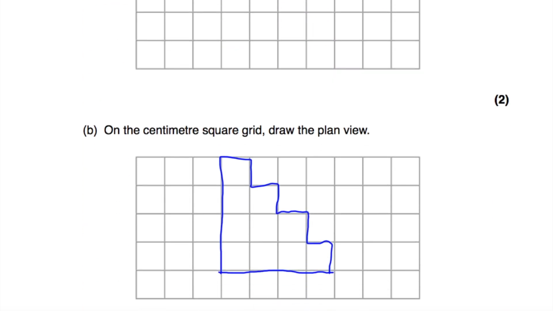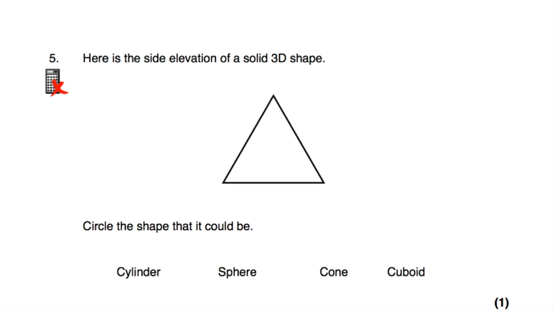Okay, let's look at our next question. Question number 5 says, here's the side elevation of a solid 3D shape. And so it looks like an equilateral triangle, or it's a triangle. I'm not sure if it's equilateral. I haven't measured the sides, but it looks like one, or it's a triangle anyway. And so circle the shape that it could be. And we've got 4 choices.